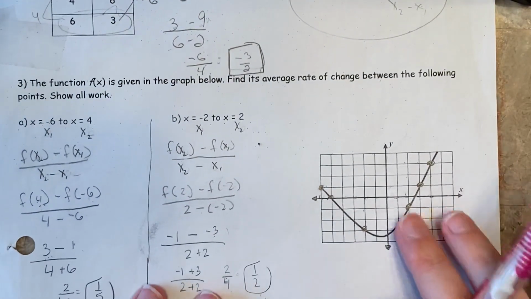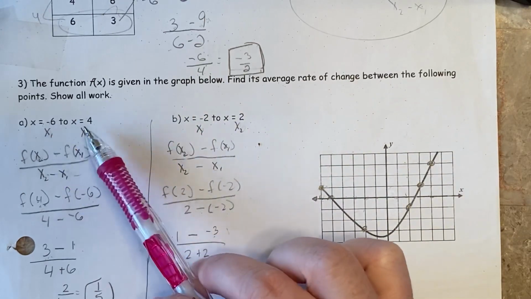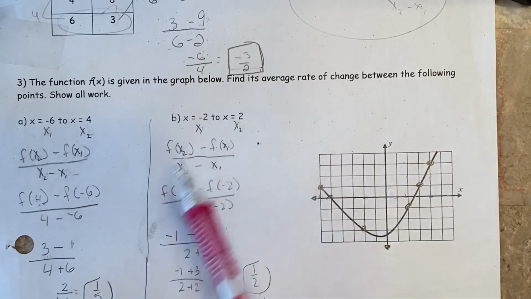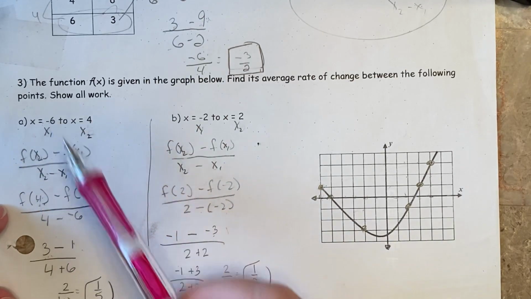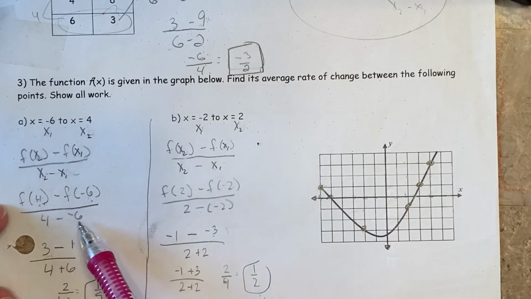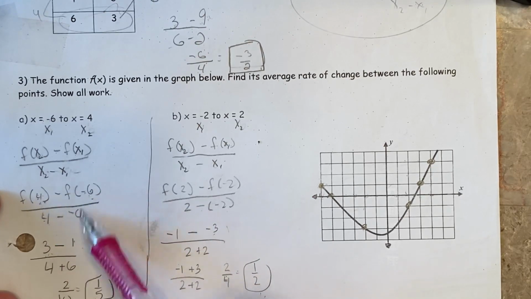Okay, so now we're going to do an average rate of change when we're looking at a graph. We want the average rate of change between -6 and 4, and then -2 and 2. So we have our formula for both of them. x2 is 4, x1 is -6, and it's also 4 minus -6. Remember I said yesterday, these numbers will match here. They should be in the same order.